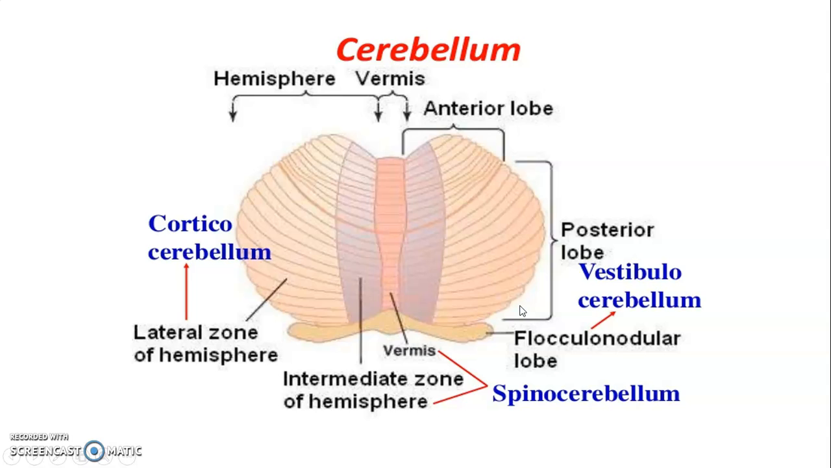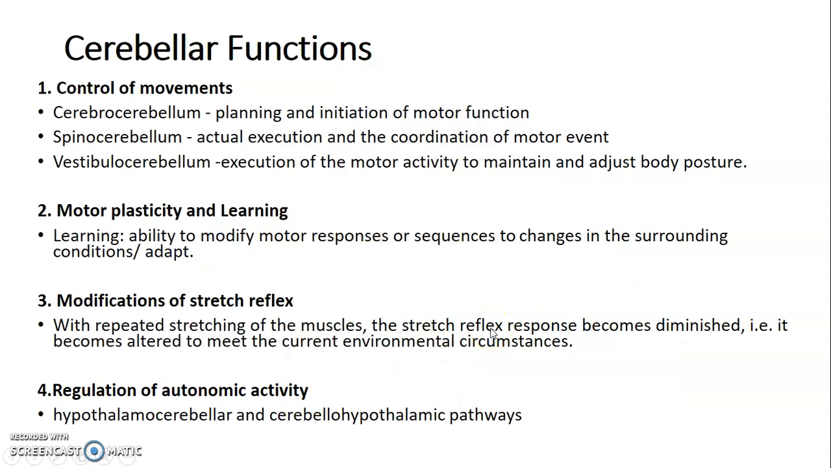So the intermediate zone is what forms the spinocerebellum, while the flocculonodular lobe forms the vestibulocerebellum. The lateral zone of the hemispheres forms the corticocerebellum that plans movement. So corticocerebellum will plan movement, and spinocerebellum will execute movement. Vestibulocerebellum, the flocculonodular lobe, is for balance.